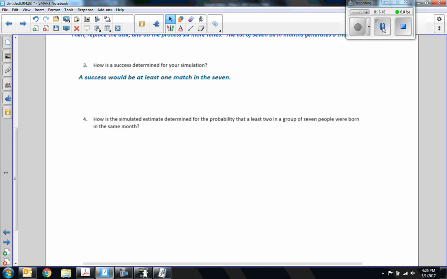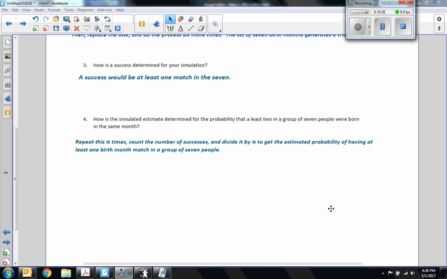Now number four says, how is a simulated estimate determined for the probability that at least two in a group of seven were born in the same month? Okay, repeat this n times, a certain number of times. Count the number of successes and divide it by that number n to get the estimated probability of having at least one birth month match in a group of seven.